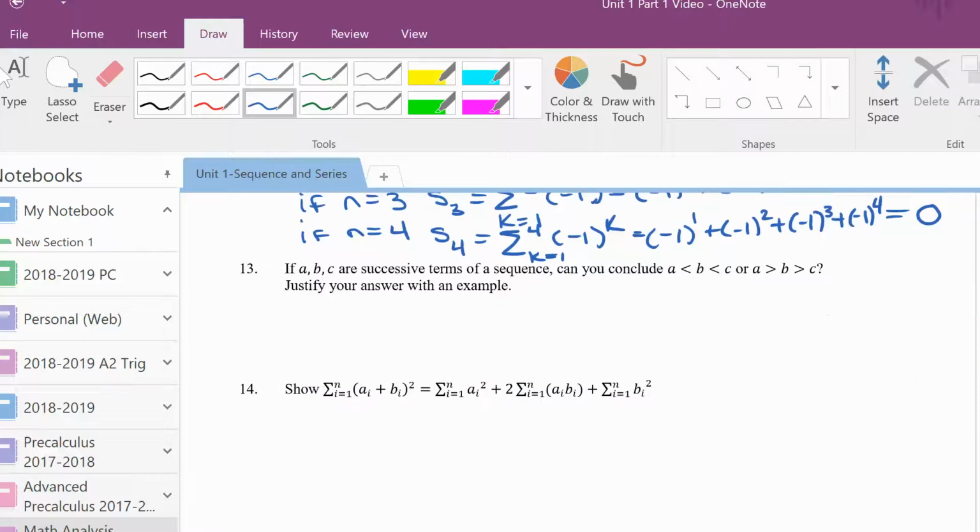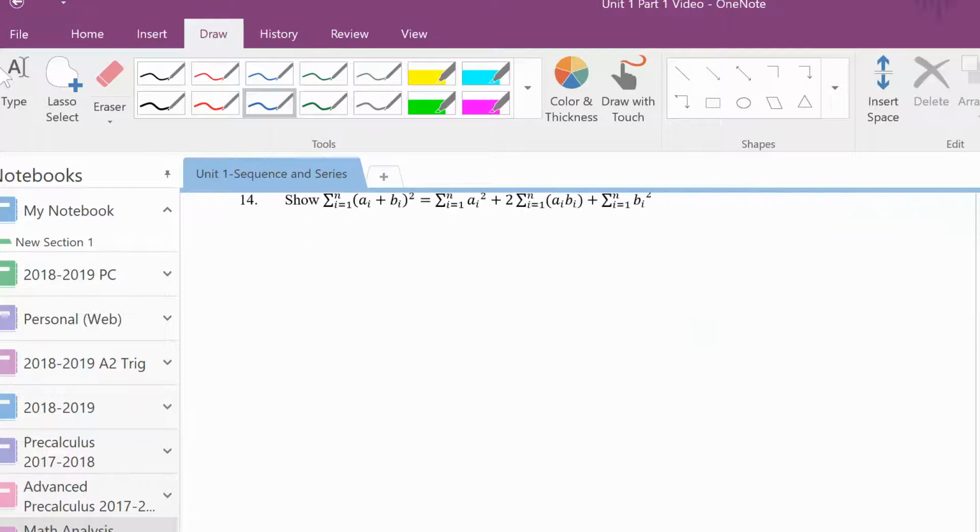Number 13, if a, b, and c are successive terms of a sequence, can you conclude that a is less than b, which is less than c, or a is greater than b, which is greater than c? And the answer is no. And one example is if a is 1, b is 0, and c is 1. Because in this case, a would not be less than b. And then also, a is greater than b here, but b is not greater than c. So it doesn't work either one of those. There are other examples that you could come up with.